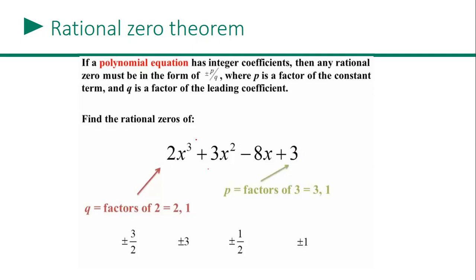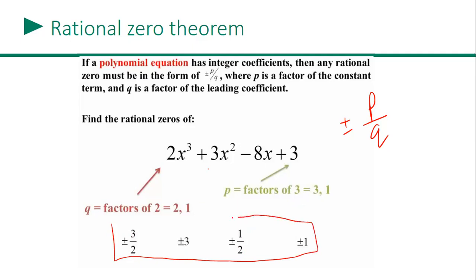So your factors of 3 are 3 and 1, right? Your factors of 2 are 2 and 1. To find your possible real zeros, it's a combination of P divided by Q, and it's their positive and negative results. So basically you have 3 divided by 2, which is 3 halves. You have 3 divided by 1, which is 3. You have 1 divided by 2, which is 1 half. And then you have 1 divided by 1, which is 1. So that means you have a possible 8 real zeros.